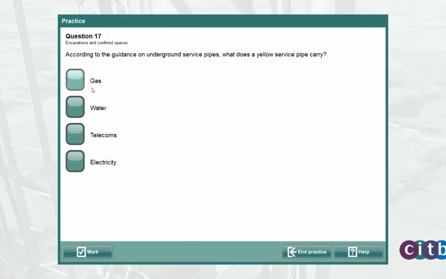According to the guidance on underground service pipes, what does a yellow service pipe carry? Gas, water, telecoms, electricity.